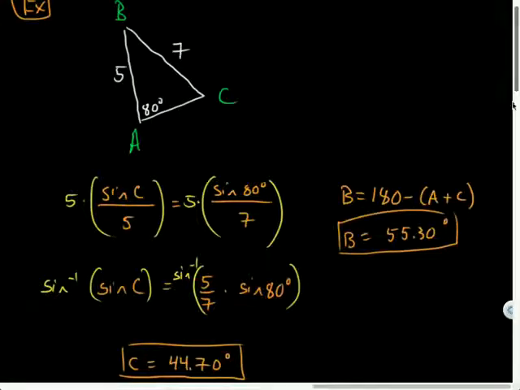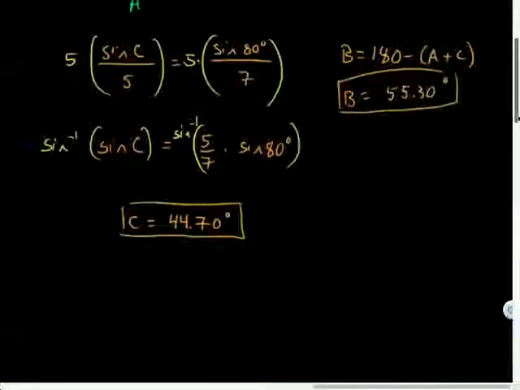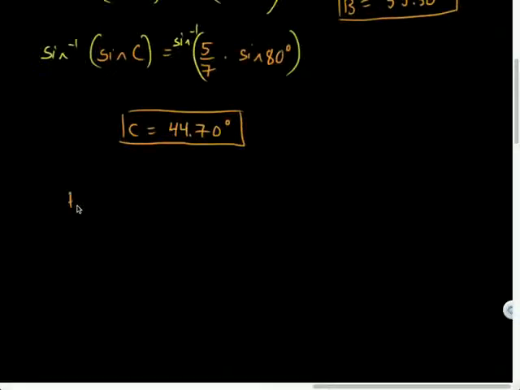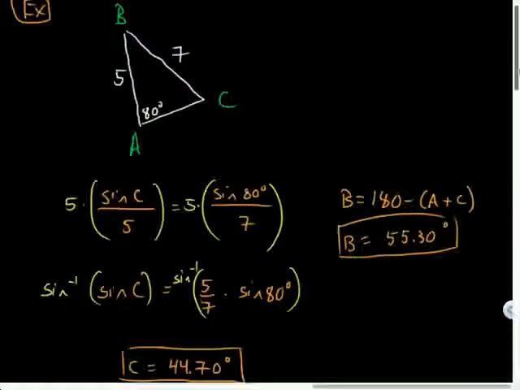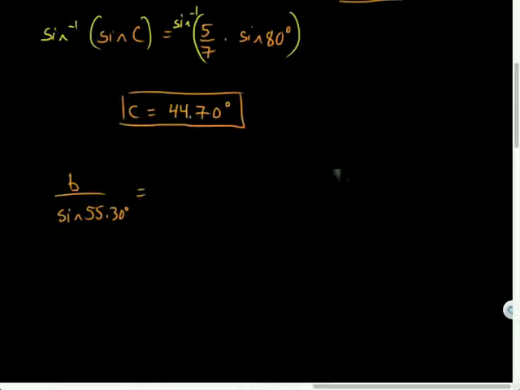And now, how do I find little b? I'm going to use the flipped version of the law of sines, right? Little b over sine of my angle B, the 55.30, equals, and I might as well compare it to the A's since that's what was given to me. So that's, what was it, 7 over sine of 80.